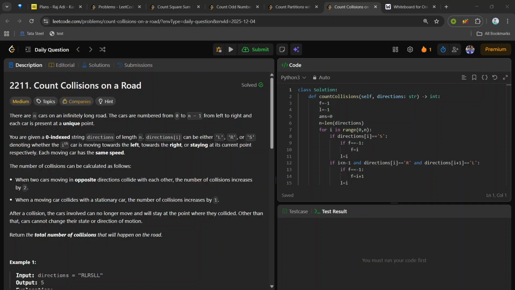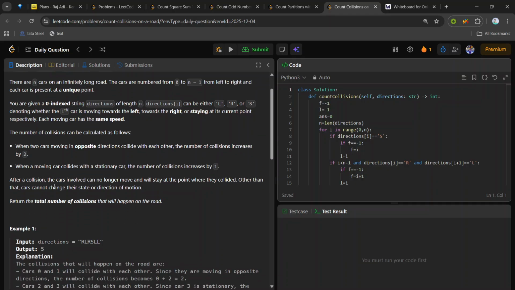Hello guys, we are now going to solve the problem Count Collisions on a Road. It is a medium problem on LeetCode, but let us first understand what the problem is saying. There are n cars numbered from 0 to n minus 1, and each is placed at a unique point. For each car, we are given a direction which is either left, right, or staying at the same position. All the cars, if in motion, move with the same speed.